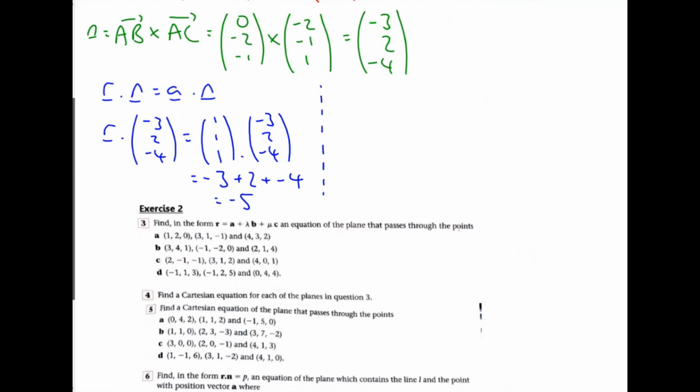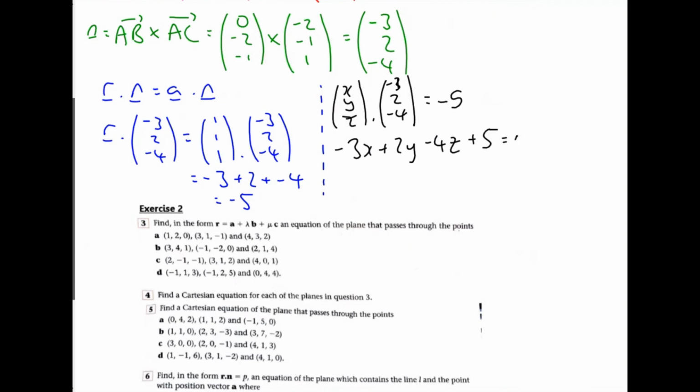And then for the Cartesian form, sticking x, y, z instead of r. So you get -3x plus 2y minus 4z. Bring the 5 across. And that equals 0.